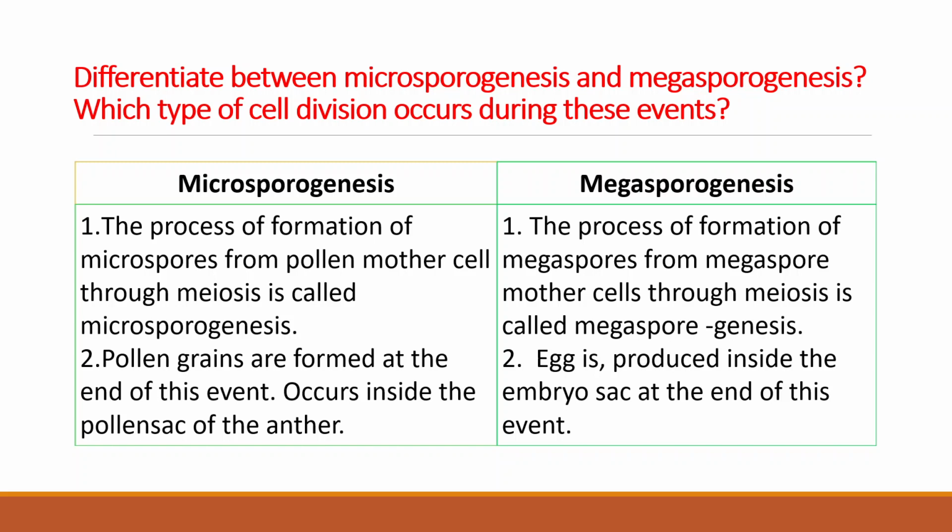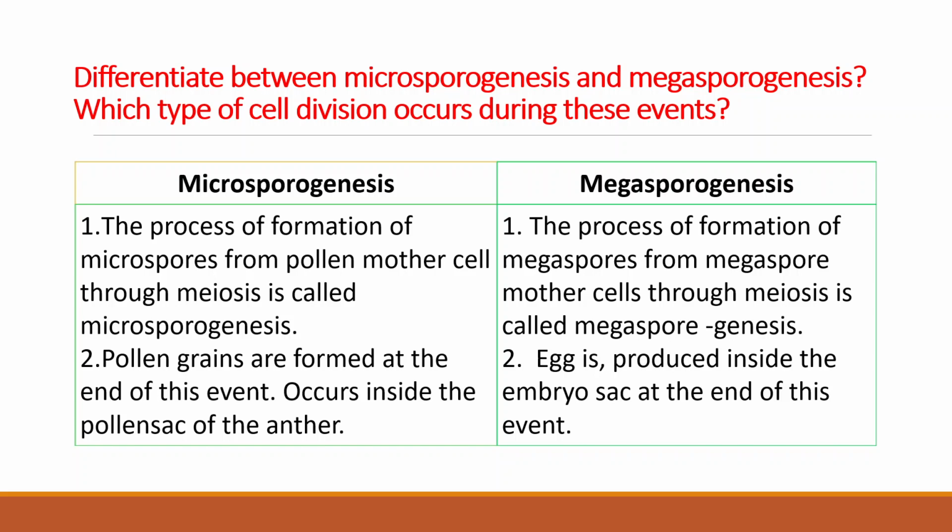The next question is: differentiate between microsporogenesis and megasporogenesis. The process of formation of microspores from the pollen mother cell through meiosis is called microsporogenesis. Megasporogenesis is the production of megaspores through meiosis from the megaspore mother cell. The microspore mother cell is MMC, and the megaspore mother cell is MMC in small abbreviation.